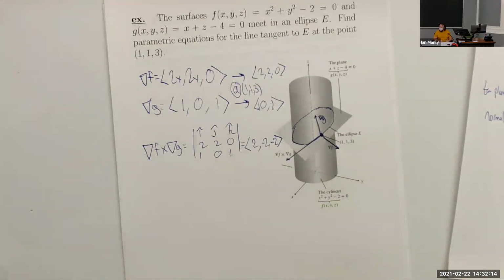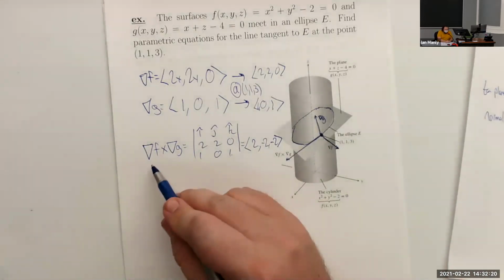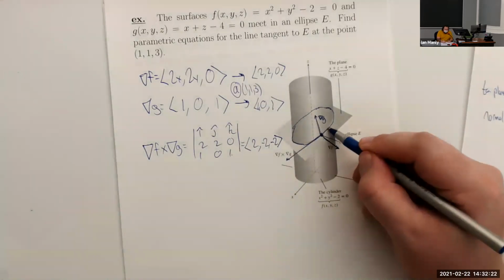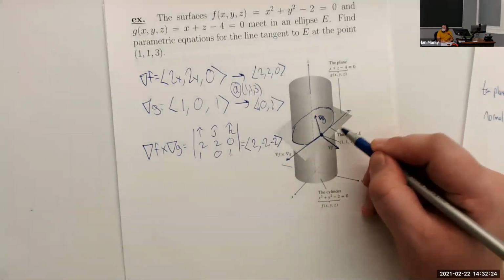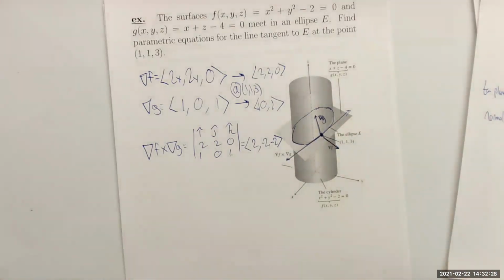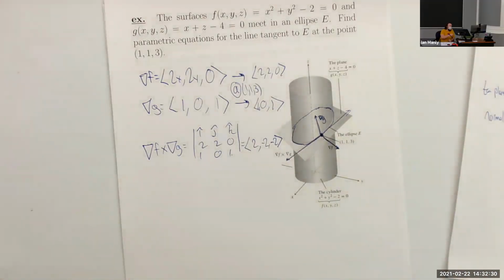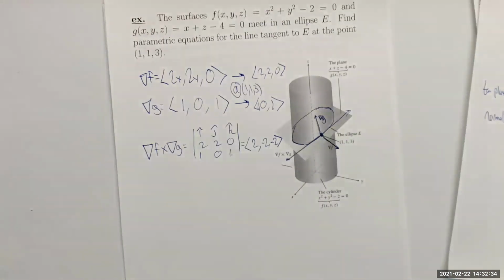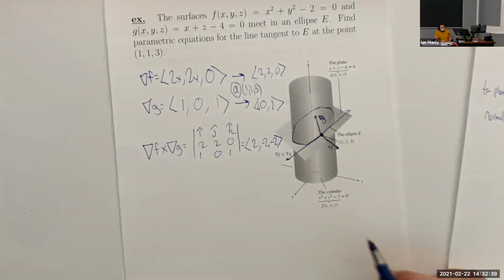direction vector right here. Oh, does F always come first in the cross product? No, we could have done the cross product the other way. We could have done G cross F. We just would have gotten the vector going this way instead. But that would have been perfectly valid for getting what we wanted here. All right, so now we have our direction vector.